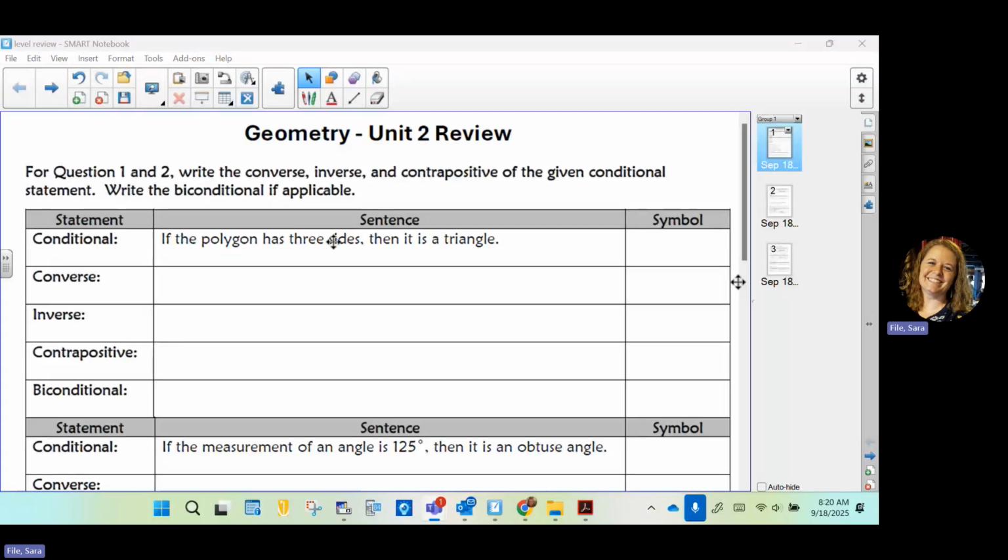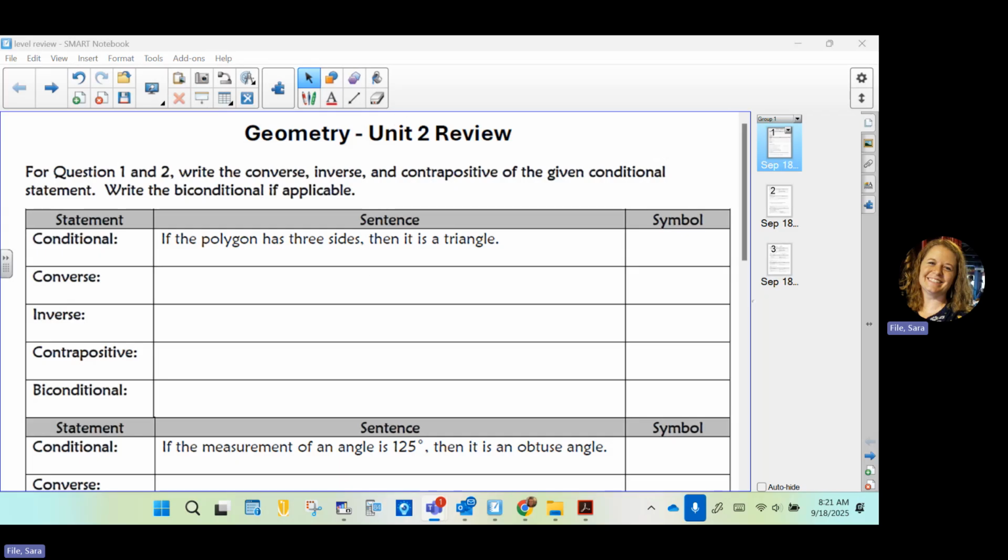Have out in front of you your geometry unit 2 review. Okay, so the beginning here starts with our conditional statement review. For questions 1 and 2, write the converse, inverse, contrapositive of the given conditional statement. Write the biconditional if applicable. Okay, this is what we did with all the P's and Q's.